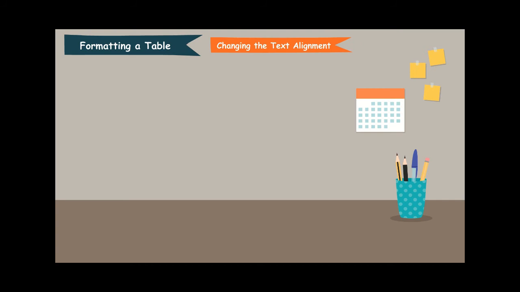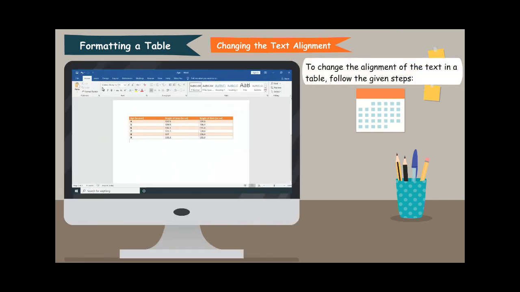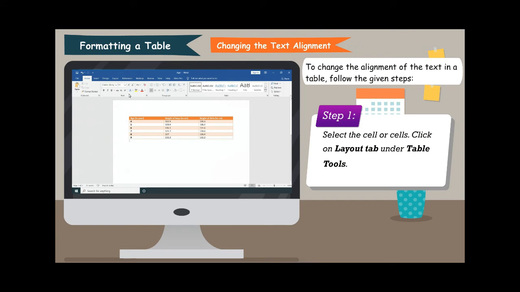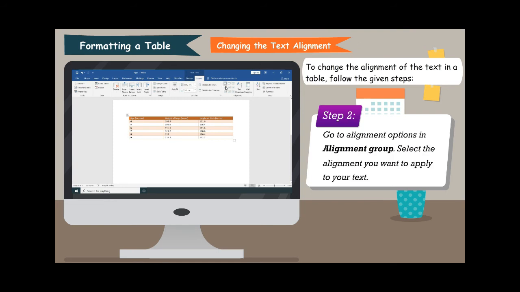Changing the text alignment. To change the alignment of the text in a table, follow the given steps. Step 1. Select the cell or cells. Click on Layout tab under Table Tools. Step 2. Go to Alignment options in Alignment group. Select the alignment you want to apply to your text.